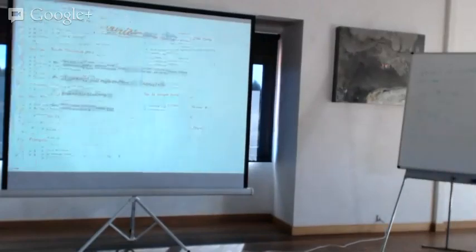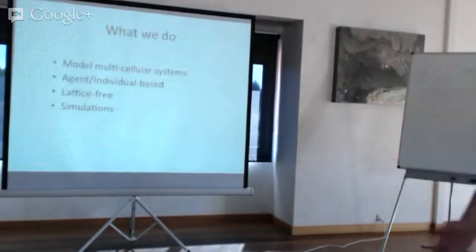So firstly, what we do is, as the title says, multicellular systems. We model them in an agent or individual-based way. It's lattice free, so most agent-based models I know are actually on a lattice, and we're not doing that. And of course, we're doing simulations. Without that, the model is not useful. We use those models to predict or to show if our model does capture the nature of the system.